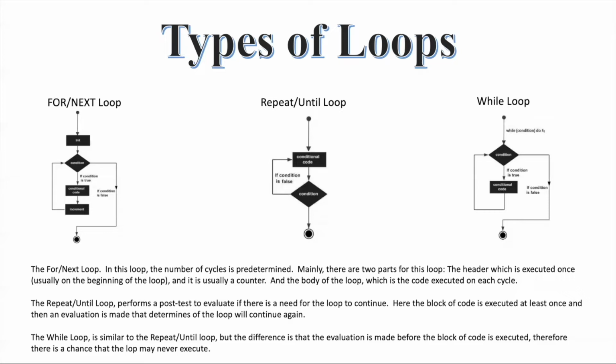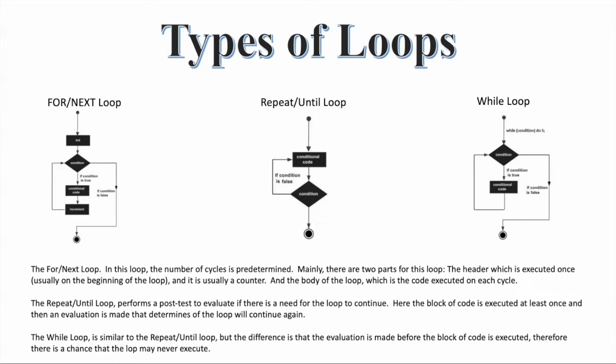The other one is the while loop. So here it is very similar to the repeat until loop. The only difference is I'm evaluating first. While a condition is true, do the code, and then do the evaluation again. So there is a possibility that the while loop will not execute at all if the condition up front is not the correct one.